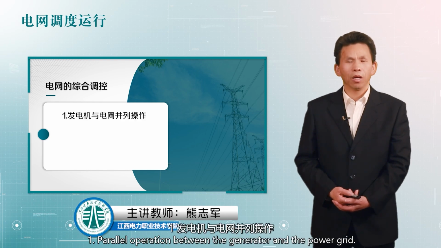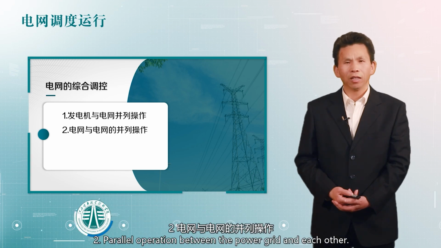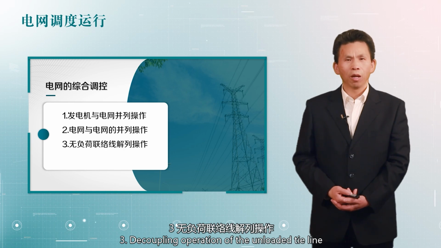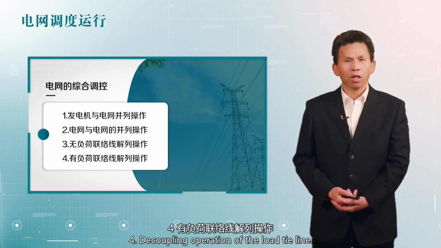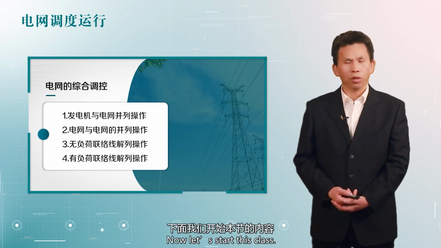1. Parallel operation between the generator and the power grid. 2. Parallel operation between the power grid and each other. 3. Decoupling operation of the unloaded tie line. 4. Decoupling operation of the load tie line. Now let's start this class.